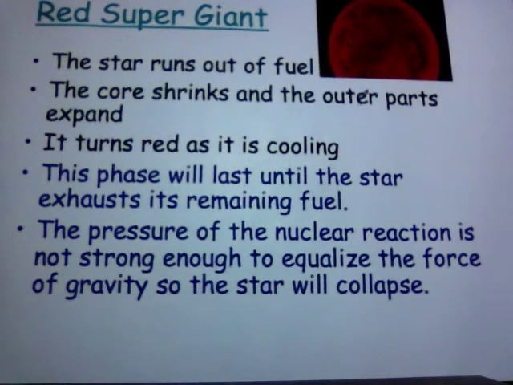Now, if it's a blue giant star, it does not become a red giant, it becomes a red supergiant. Again, the star is running out of fuel, the core shrinks, and the outer parts expand, and again, it is cooling, so it goes from that hot blue color to the cool red color. This phase will last until the star exhausts all its remaining fuel, and again, the pressure of the nuclear reaction is not strong enough to equalize the force of gravity, so the star will end up collapsing.